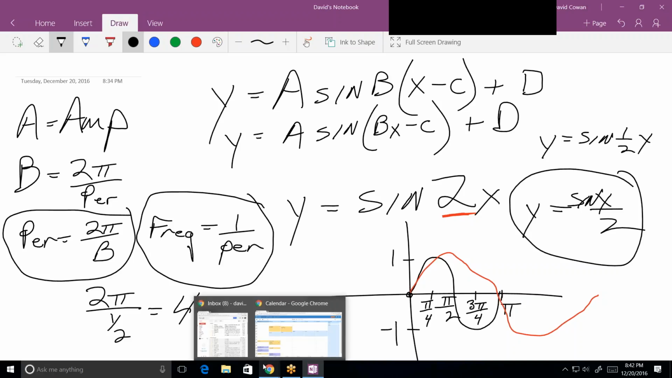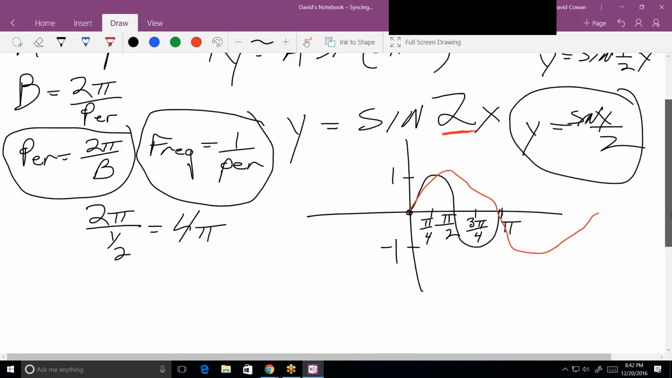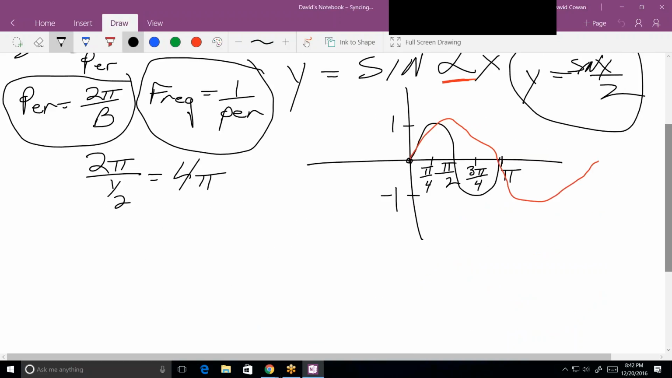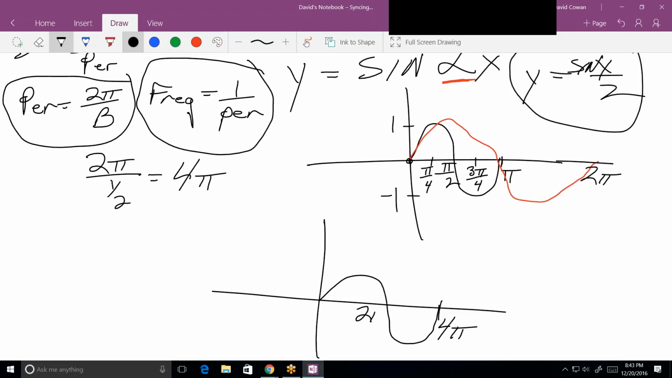So the effect is that I stretch out my function. The red goes from 0 to 2 pi, right? The black went from 0 to pi. Well, if my period is 4 pi, I have to go off the page. I have to redraw it here. In other words, 4 pi means this point right here is 4 pi. And then if I quarter it up, that's pi, 2 pi, 3 pi.